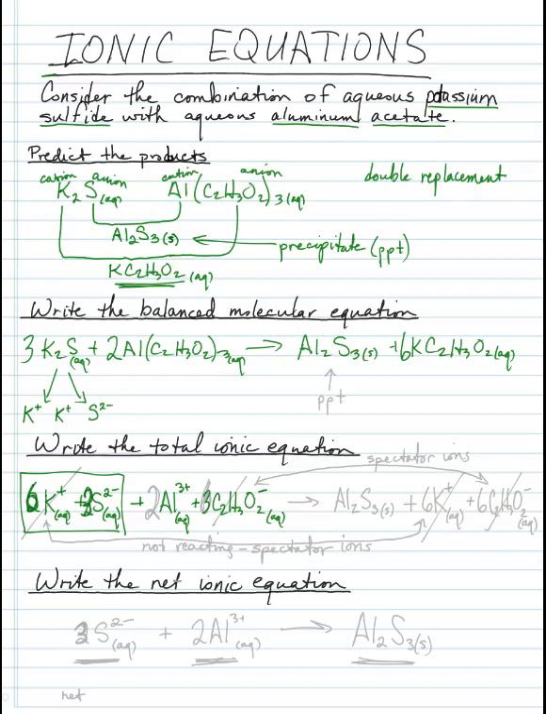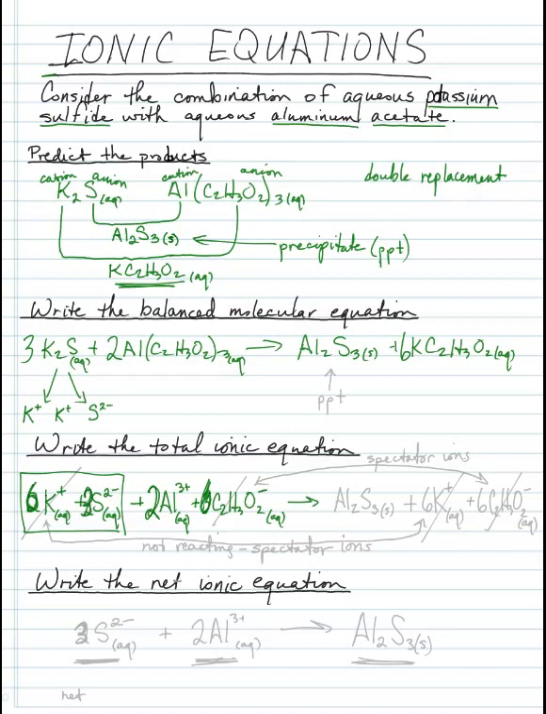The same on the next one. I actually have 2 formulas' worth, so I have 2 aluminum ions, and again, since each formula had 3 acetate ions and there were 2 formulas, that gives me 6 acetate ions.